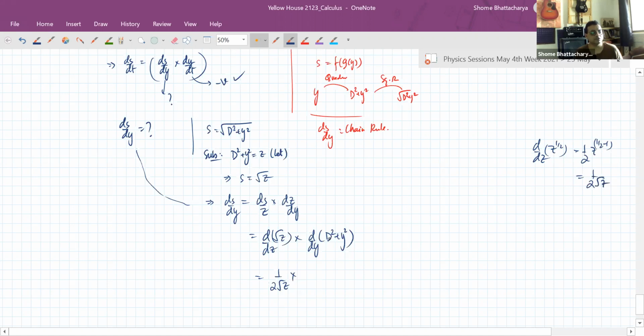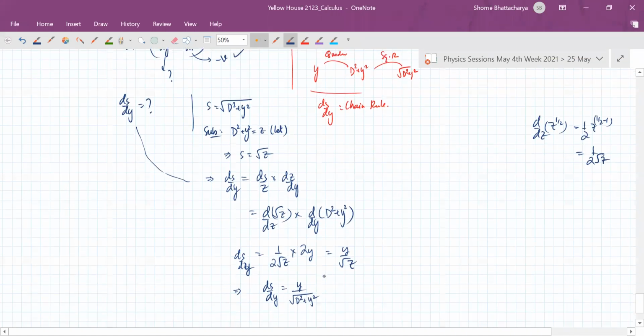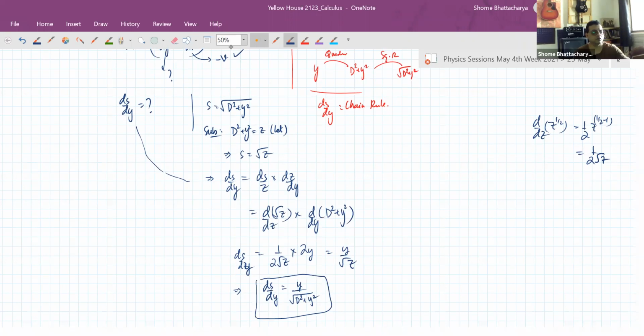Differentiation of d square is 0 because d is a constant, and differentiation of y square is 2y. So we are left with y by root z, but z was the dummy variable, so we have to resubstitute. When we resubstitute, it becomes y upon square root of d square plus y square. So this term becomes this much now.